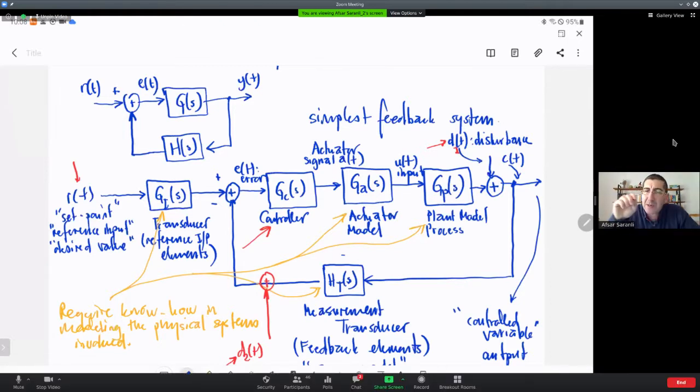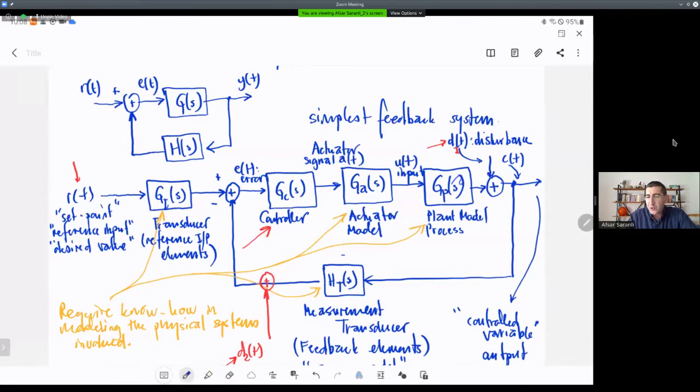Now, let me elaborate on that. Think about it. In this block diagram, you can combine and separate many things, right? Remember, block diagram manipulation allows us to, for example, combine GC of s, GA of s, and GP of s and make them a single block, okay? You can do this in the mathematical domain. You can move blocks around. For example, I can take GP of s and HT of s and move it to the forward path. You can do many things, and you will still preserve the mathematical equivalence, okay?